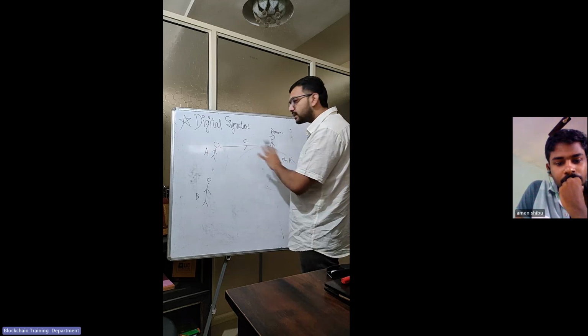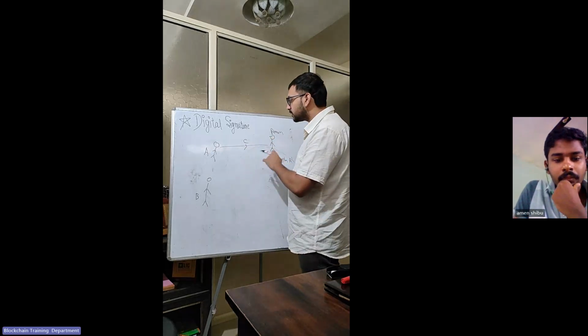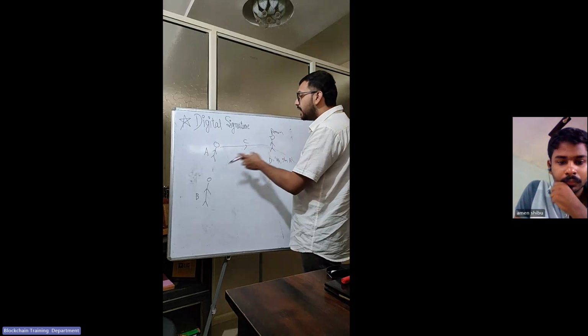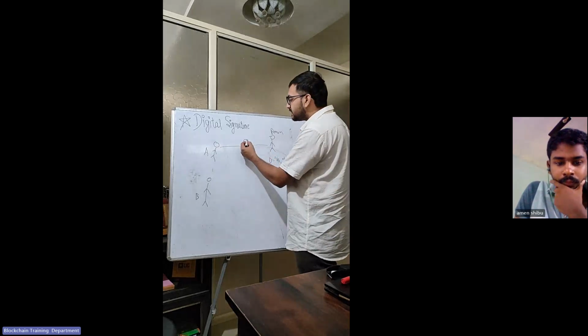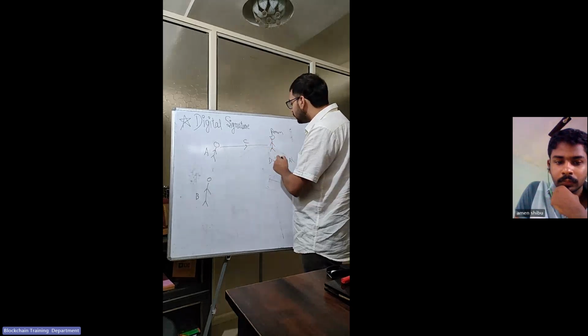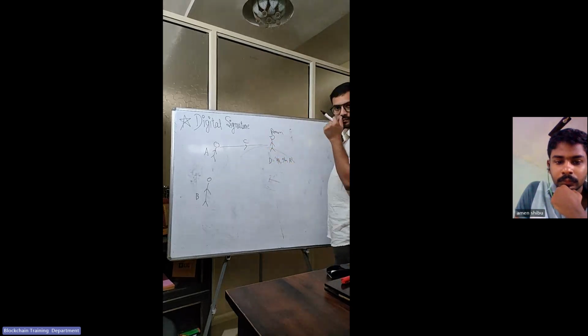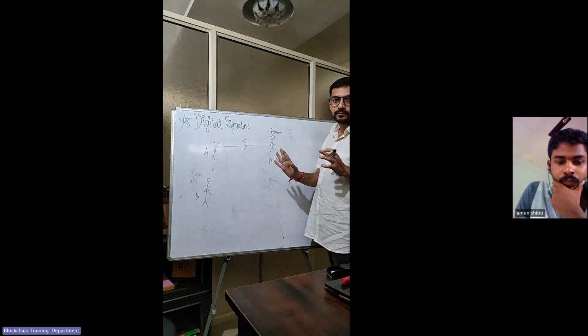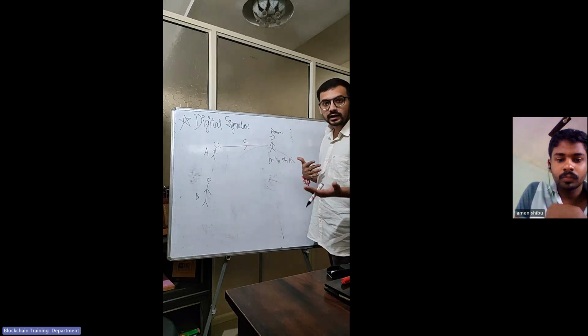I'm just taking a shortcut. Suppose A sends a message, "Hi, I'm A," and it gets encrypted, which is C. Then Amin will get the C, decrypt it, and get "Hi, I am A." Right? Now you see that encryption is there, thus the confidentiality is there.